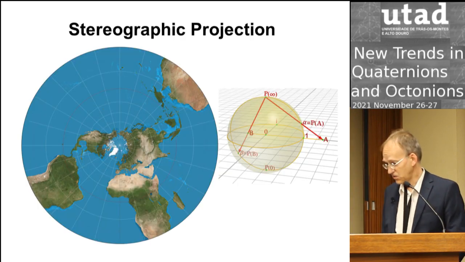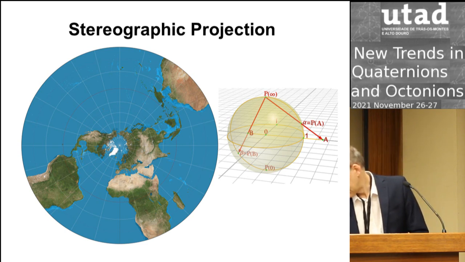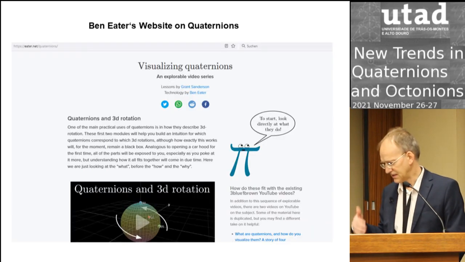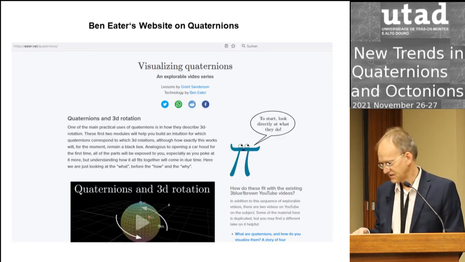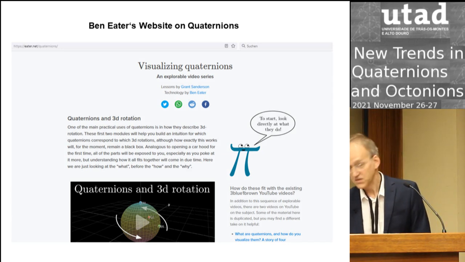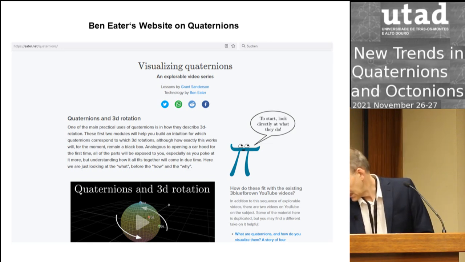A good tool is the stereographic projection. And by the way, all the graphics I show are from an internet site of Ben Eater. He has done excellent work on visualizing quaternions. You just Google Ben Eater quaternions, and you find these clickable videos. And I have made some examples.